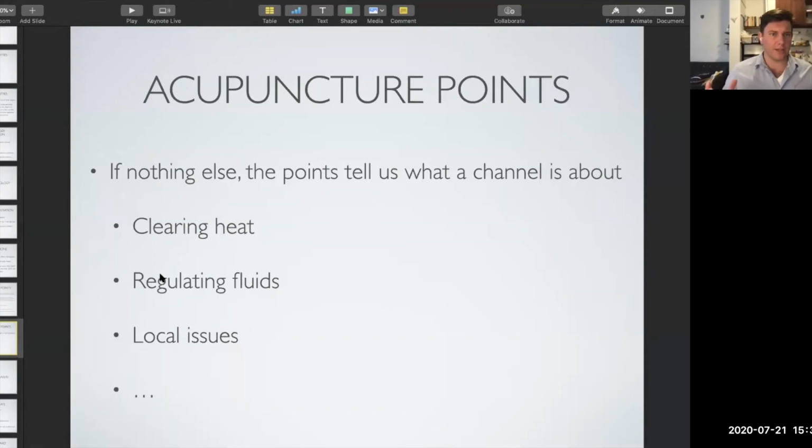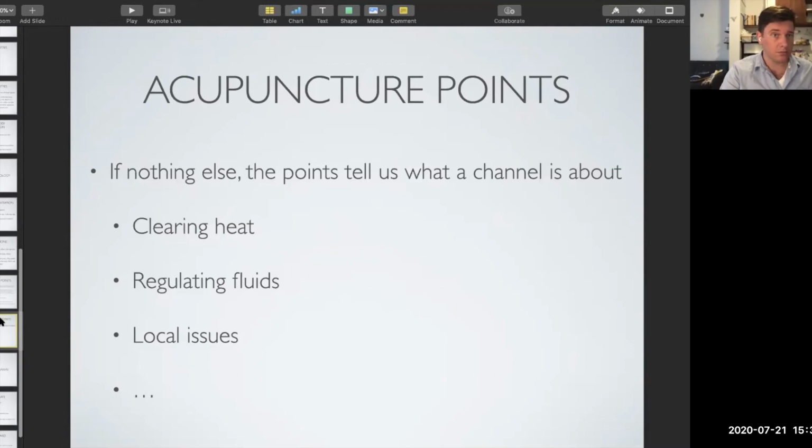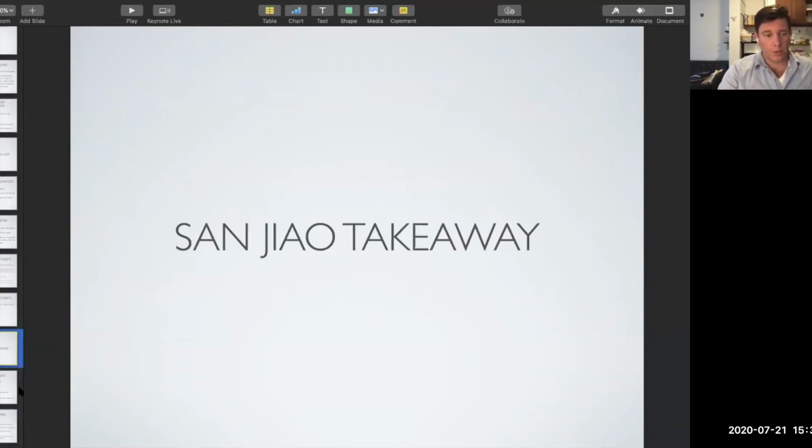So for all of this stuff that the Sanjiao in theory does, its channel is, outside of a couple points, one of the least used, unless we're talking about local problems. It's great for shoulder pain if you're going to use points on the shoulder. So what's the takeaway here?